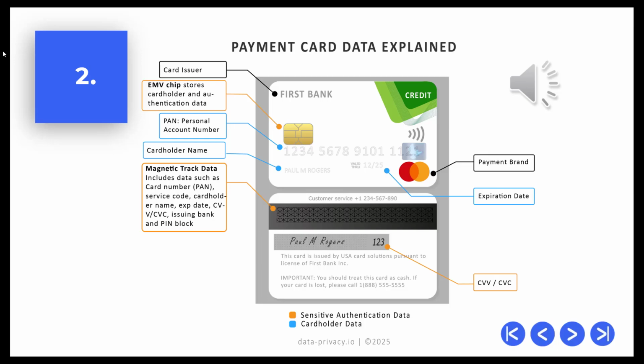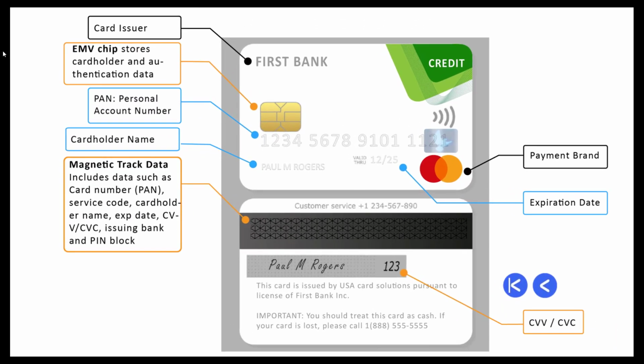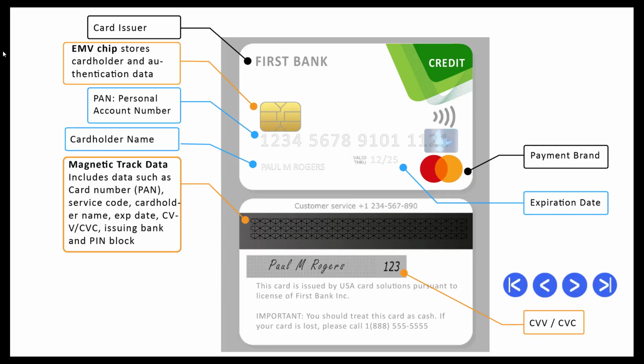Payment card data explained. On this slide we see a graphic with the front and rear side of a typical credit card. You'll notice that on the front side of the card, the important card information includes the PAN number or personal account number, cardholder name, expiration date, and the EMV chip, which stores cardholder data electronically. Then on the rear of the card you'll find the CVV or CVC number and a magnetic strip which electronically stores all the card data along with secret PIN information.